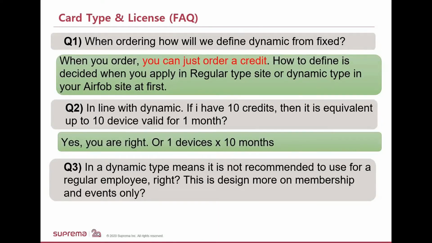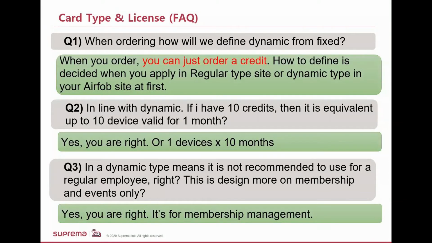Question 2. In line with dynamic, if I have 10 credits, then is it equivalent up to 10 devices valid for 1 month? The answer is yes, you are right. Or you can use 1 device with 10 months. Question number 3. In a dynamic type means it is not recommended to use for a regular employee, right? This is designed more on membership and events only. The answer is yes, you're right. It is for membership management.